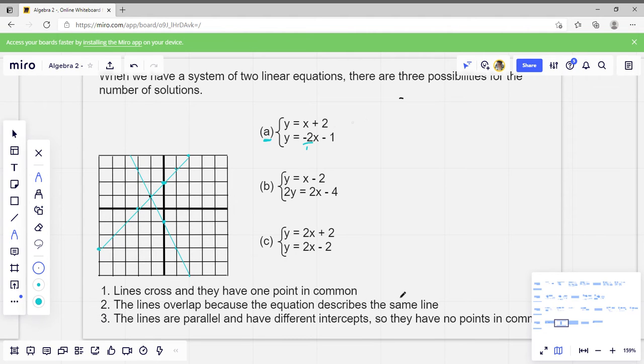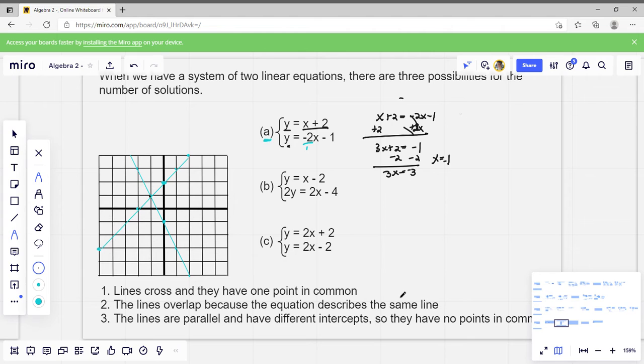So we could use substitution. y right here, we're going to substitute that into this equation. So x plus 2 equals negative 2x minus 1. And then we would do plus 2x, and we would get 3x plus 2 equals negative 1. And then we do minus 2, and we get 3x equals negative 3. So x is going to equal negative 1. And if we go look on here, our x value is negative 1.